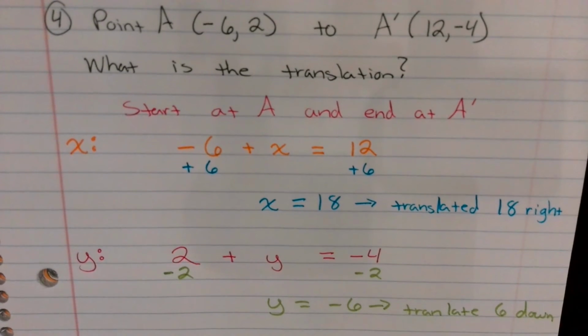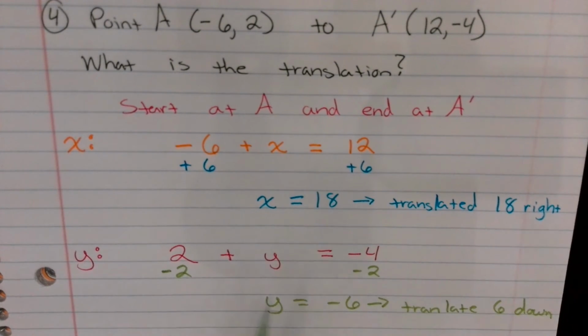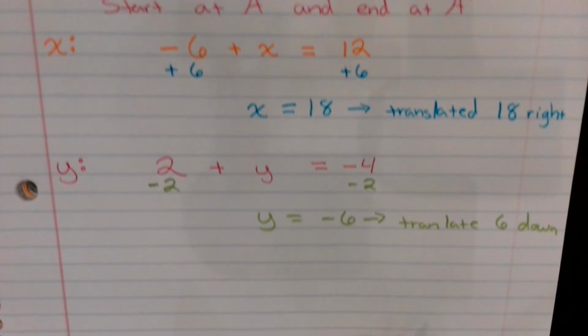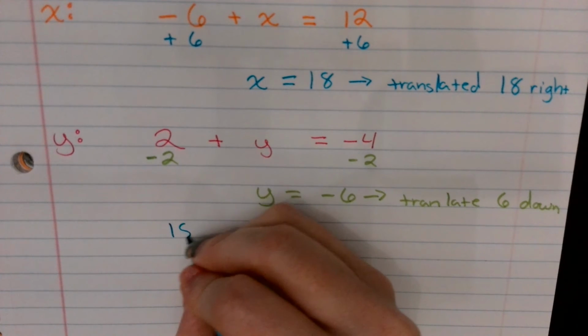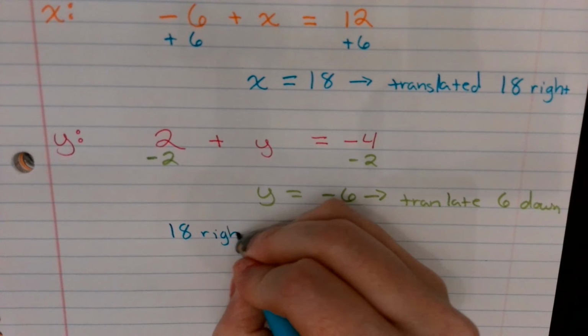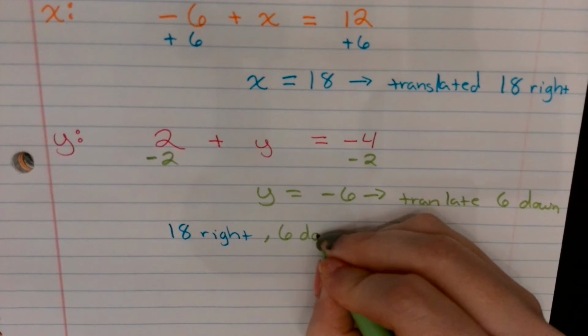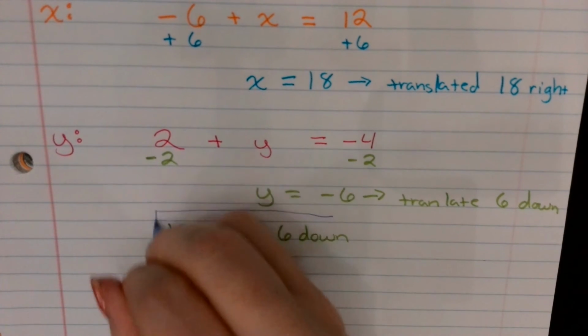And that's easy to check. If you take -6 and add 18, you'll get 12. If you take 2 and subtract 6, you'll get -4. So there's our translation. We went 18 right and 6 down. And then we're done.